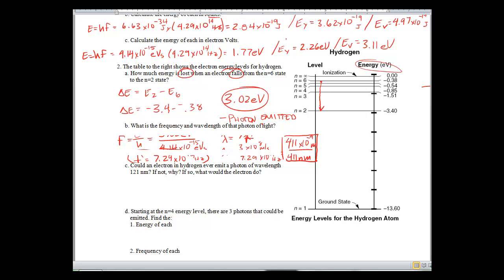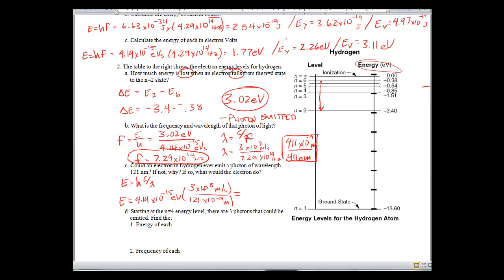So, could an electron in hydrogen ever emit a photon of wavelength 121 nanometers? So to do this, what we need is the energy of this photon. And that energy is hc over lambda. We have to use this one because they're giving us a wavelength. So that energy is h in electron volts, 4.14 times 10 to the negative 15th electron volt seconds, times 3 times 10 to the 8th meters per second, that's the speed of light, divided by our wavelength, 121 times 10 to the negative 9th meters. Don't forget to convert that 121 nanometers into meters.